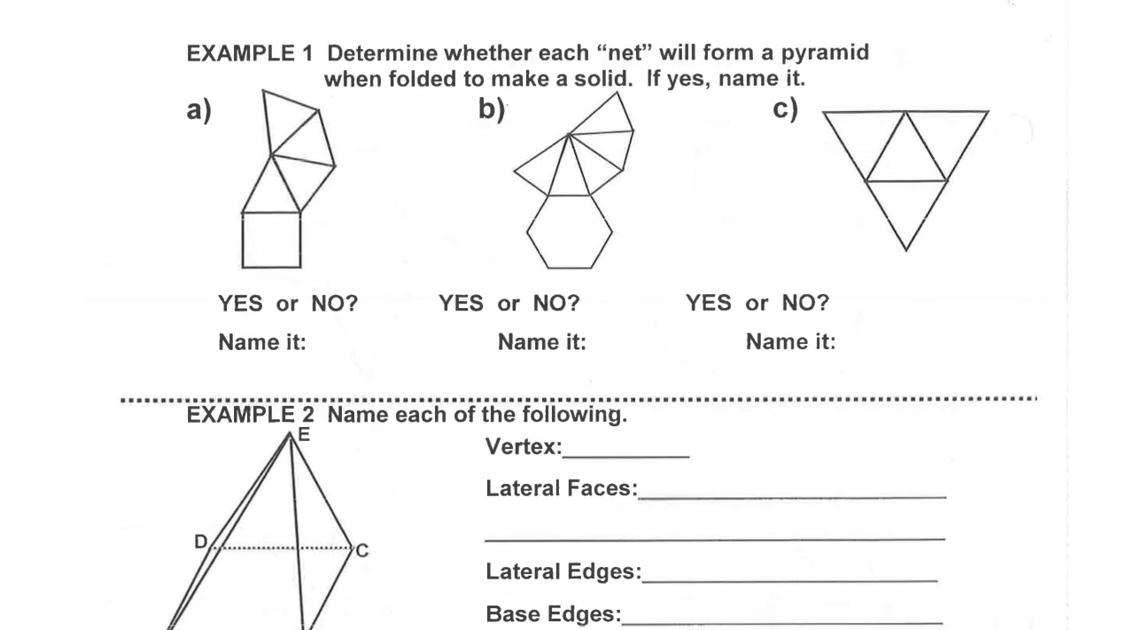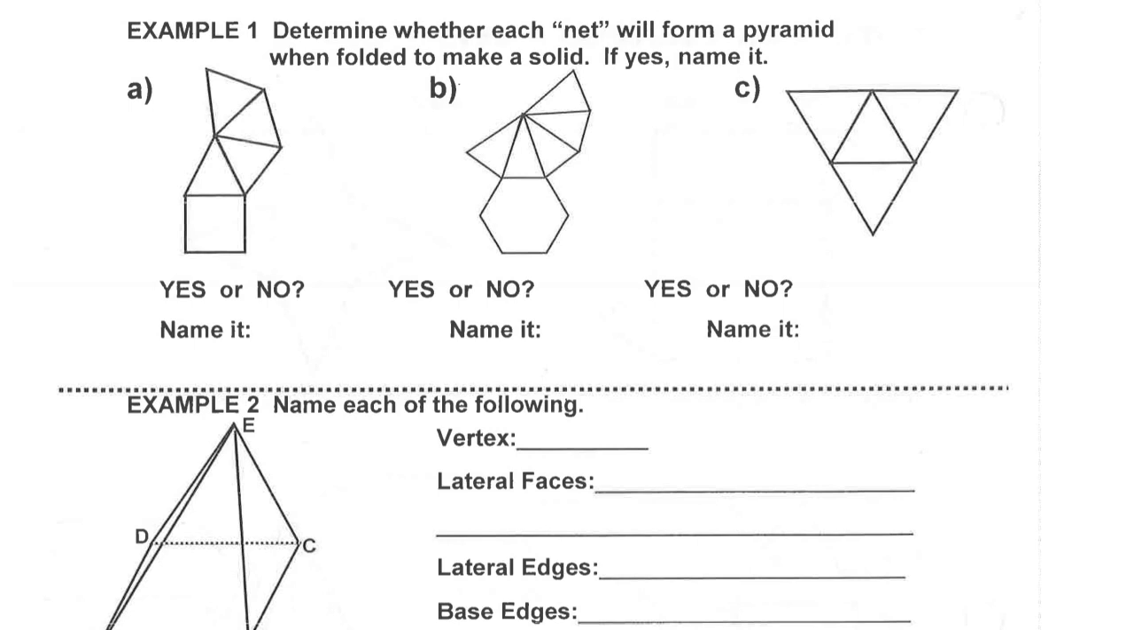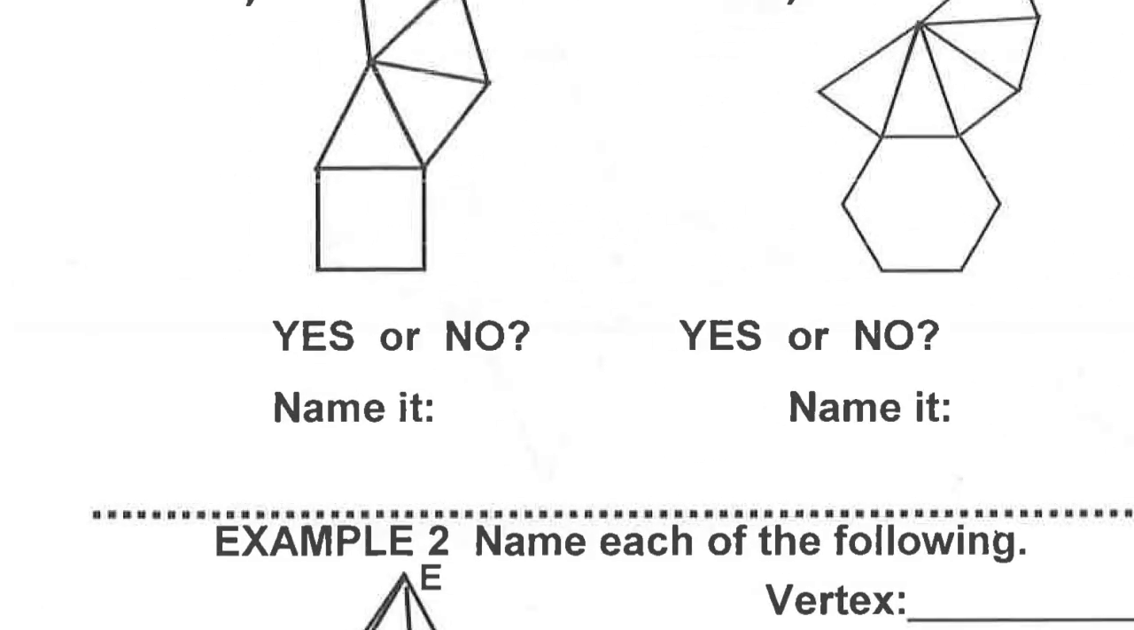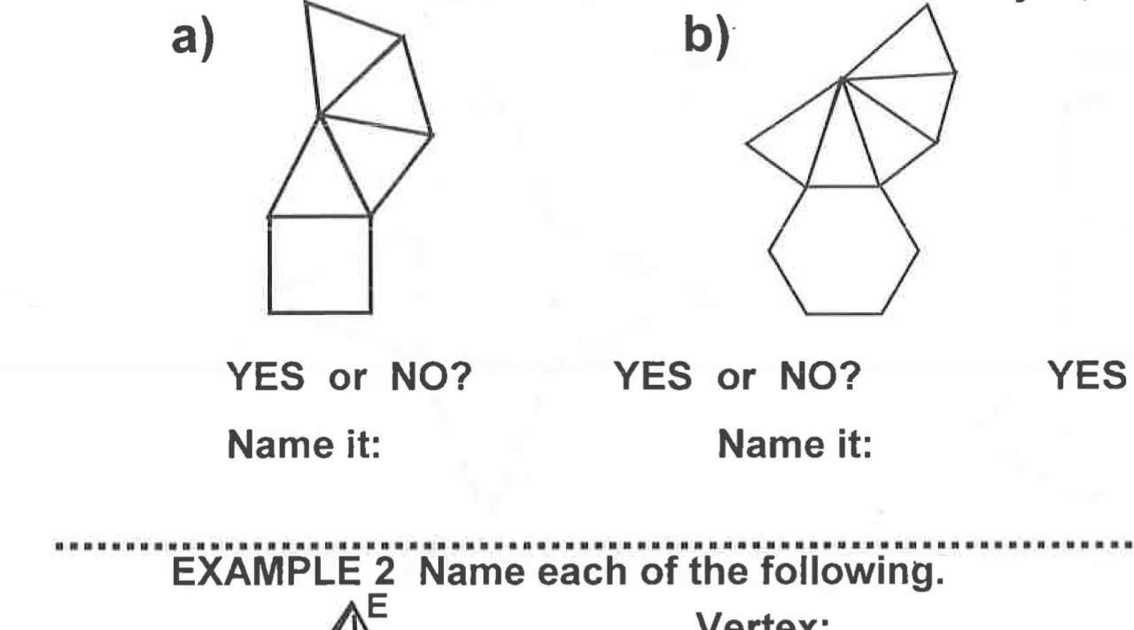Over here it says determine whether each net will form a pyramid when folded to make a solid. Now I want you to pause this for a second, try that out, and name it as well. So go ahead and give it a shot. Hopefully, guys, you tried this out. If you look at A, these red lines that I'm drawing will all intersect down here on the base. This one would be a pyramid.